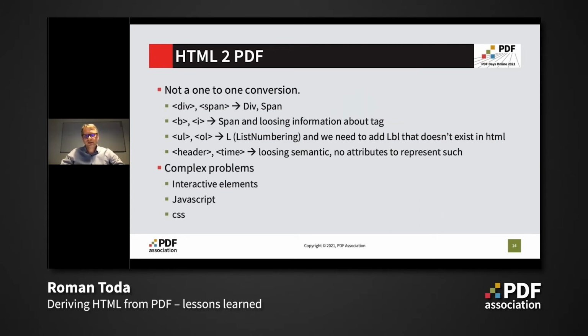Okay, to restate the obvious, HTML to PDF isn't a one-to-one conversion. There are some tags that do have a twin in PDF, like div or span. There might be some that can't be expressed in PDF, bold and italic, for example. Interestingly, we don't have any way to convey this information about bold and italic in PDF.